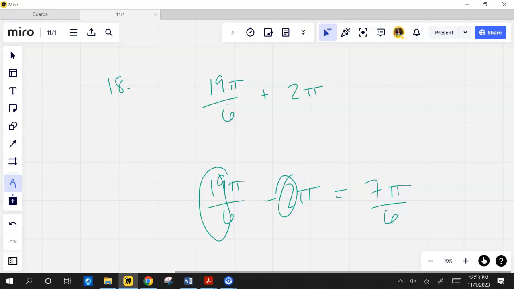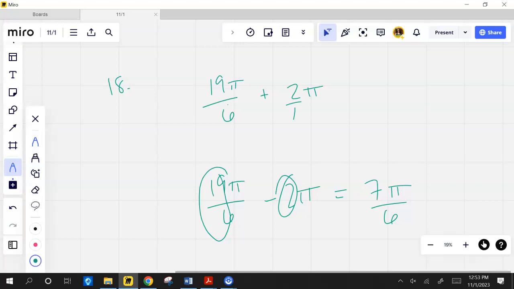Does that make sense? Yeah. So you could make this be 12 over 6. What else on your homework? Which, by the way, this would be 31 pi over 6. You said 19?